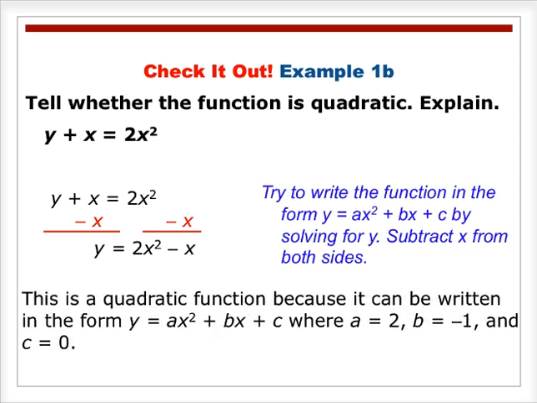So to recap, to identify whether a function is quadratic, it has to be written in the standard form ax squared plus bx plus c, or if you're checking from a table, you need to have a constant change in x corresponding to a constant change in the second differences of y.